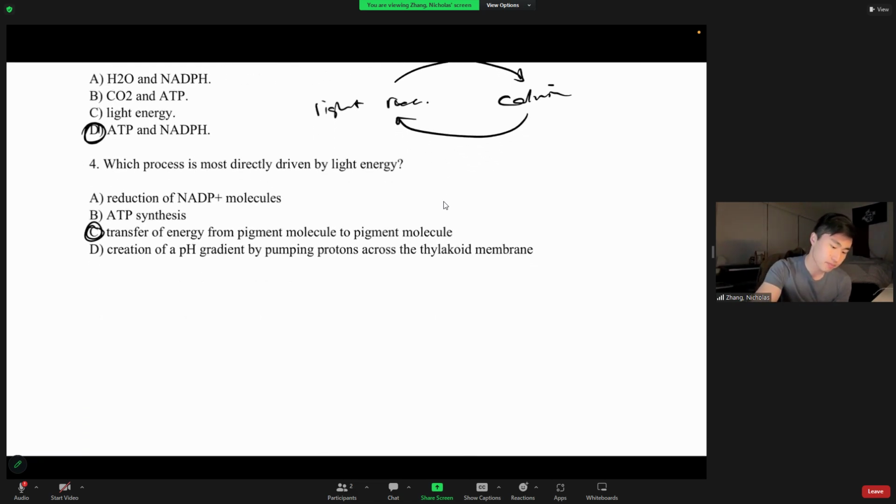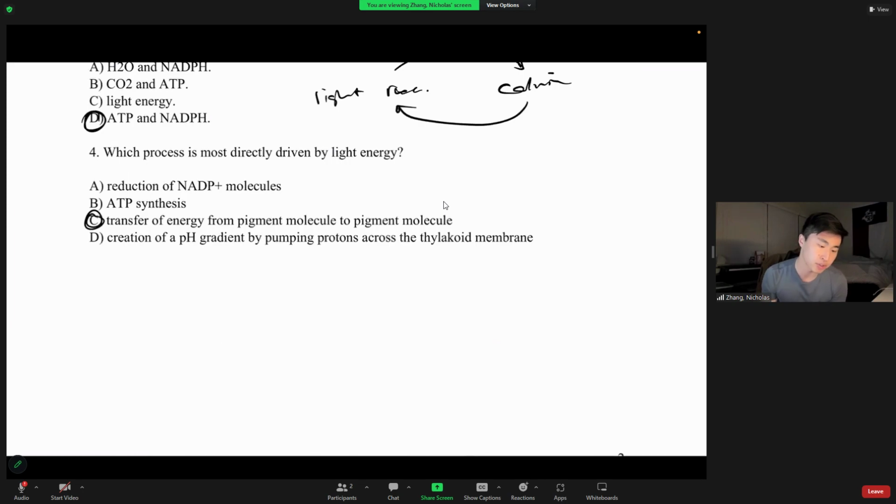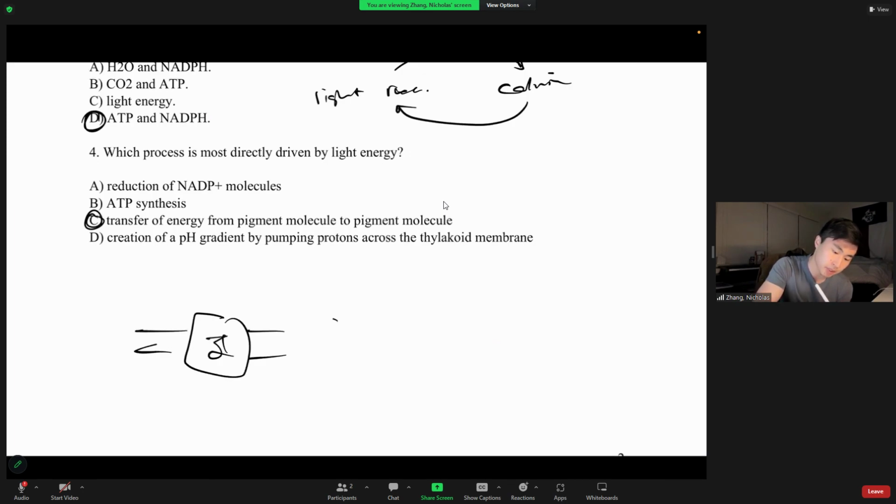Let's keep going. So 4, which process is most directly driven by light energy? And that's going to be the transfer of energy from pigment molecule to pigment molecule. What this looks like is, let's say this is the electron transport chain in plants. I'm not going to draw the individual complexes and stuff. This is the ATP synthase.